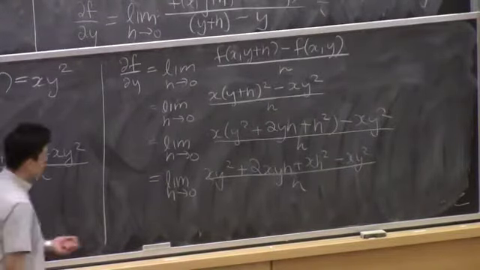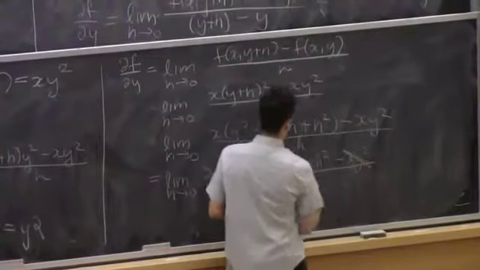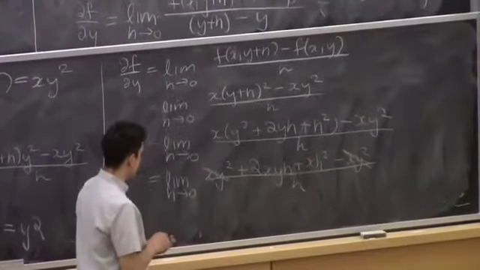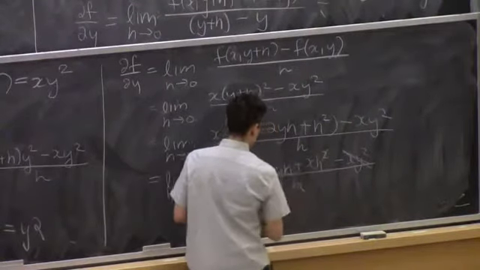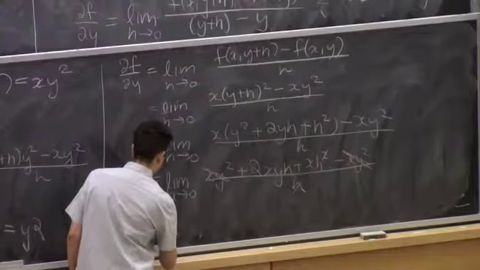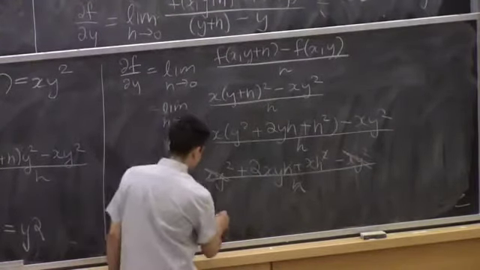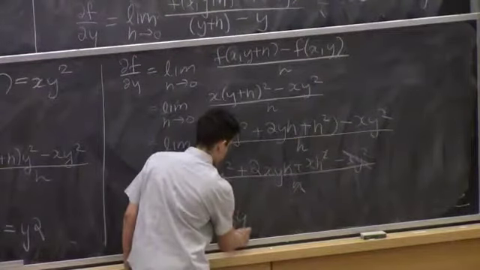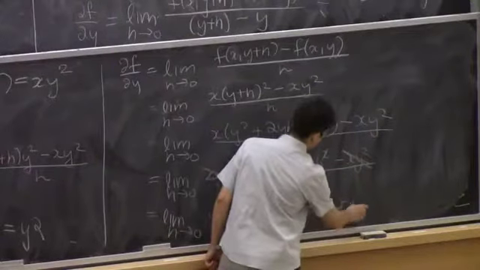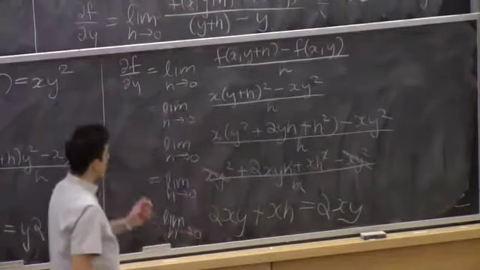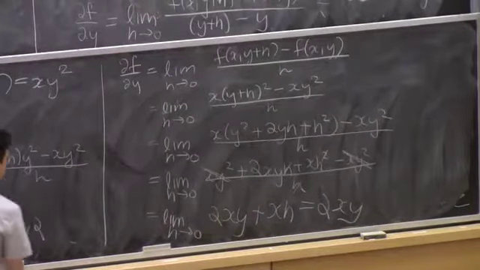Okay, so we've got this xy squared. That will cancel this guy. We can cancel an h, and we're left looking at, okay, very good. So we've calculated these two partials.